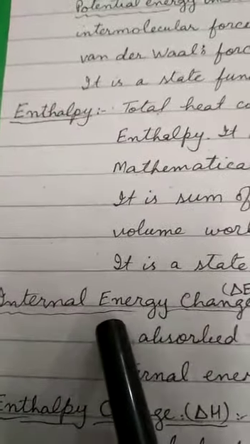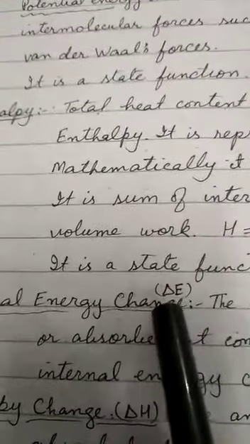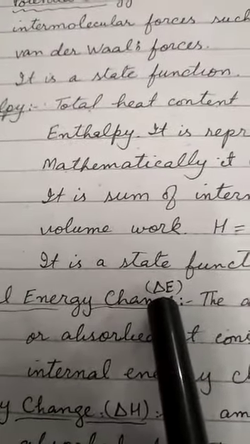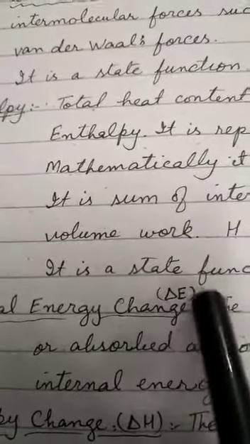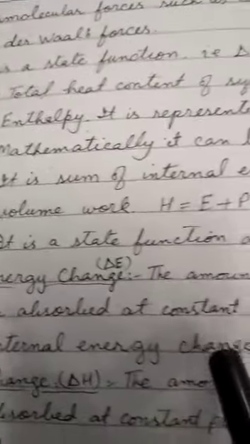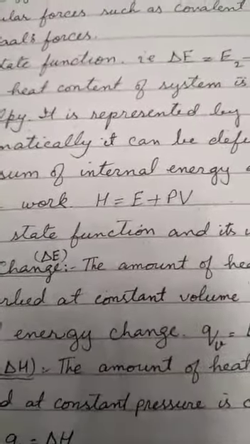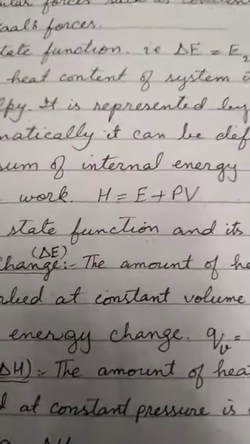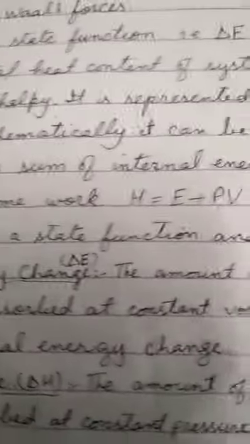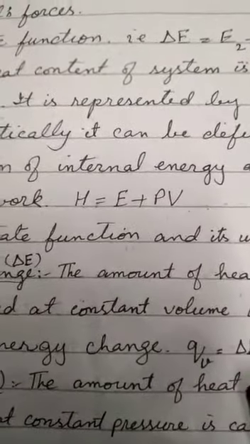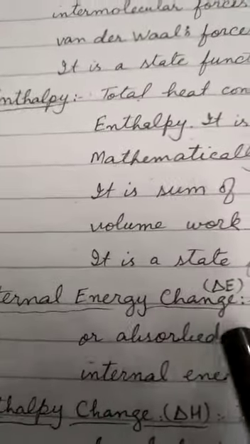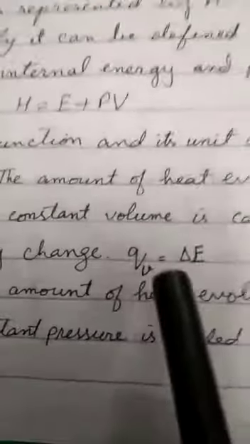Next is the internal energy change. For change, we put delta. This delta indicates the change. So the amount of heat evolved or absorbed at constant volume, please note this point, is known as the internal energy change. So QV is equal to del E.